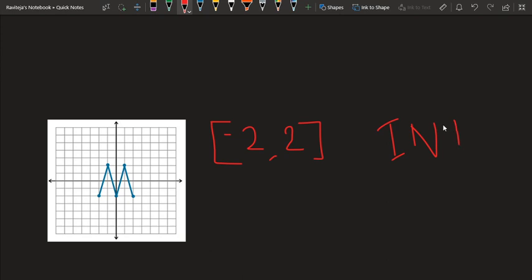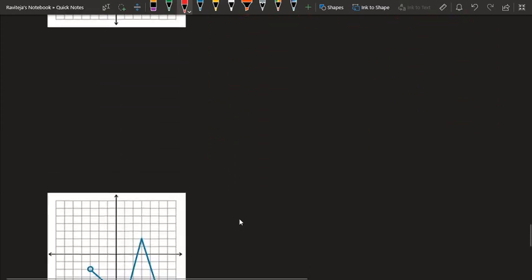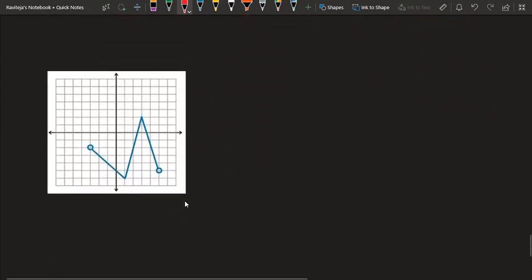And our inequality notation would just be negative 2 is less than or equal to x, which is less than or equal to 2. Okay, this last one, try on your own. Pause the video and see if you can figure it out.